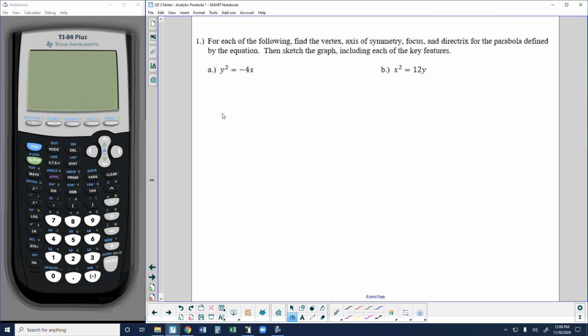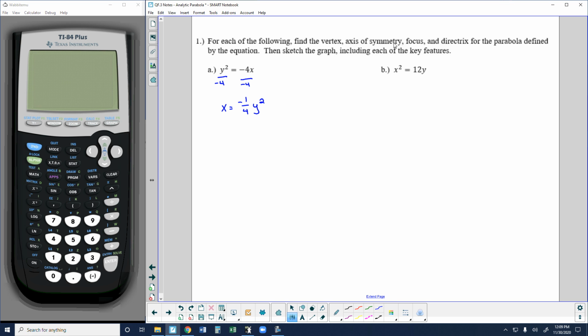So what I may see here in problem 1 is that the y is being squared. So what I know right now is I have a horizontal parabola. Anytime the y is squared, it's horizontal. Anytime the x is squared, it's vertical. So what I want to do is get x by itself. So I'm going to divide by -4. Now I'm going to rewrite with x to the left. So x equals -1/4 y squared. And so now I have x by itself. I have this in the form that is ready to give key features of my parabola.